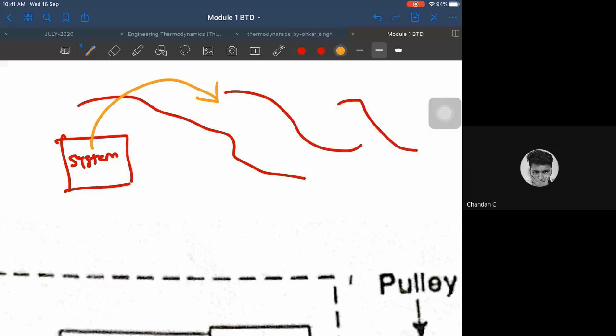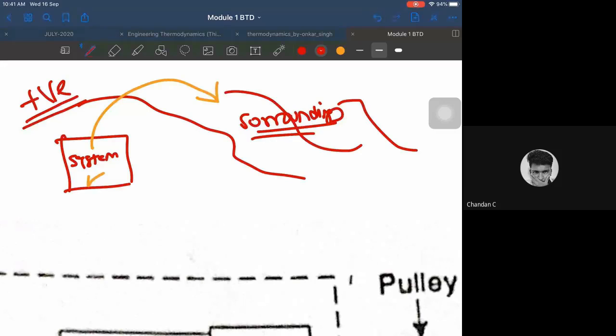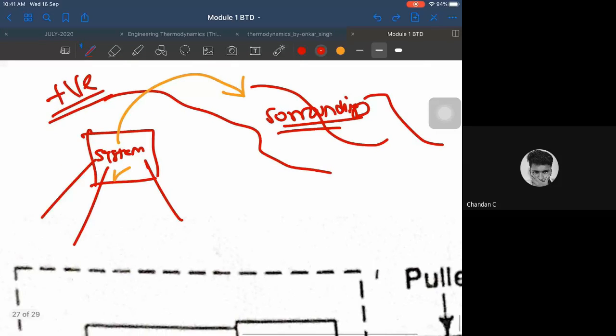See, who is doing the work? The system is doing the work. On where? On its surroundings, correct? Now you see, the system does the work and the output reaches the surroundings, then it is taken as positive. That is positive work done. If work is done by the system, that means you are getting work from the system like this. You are extracting the work from the system, then it is positive.